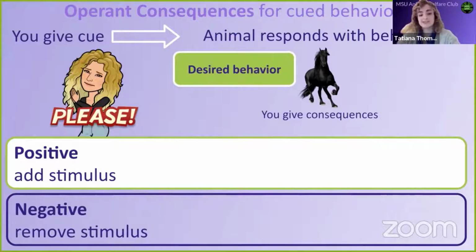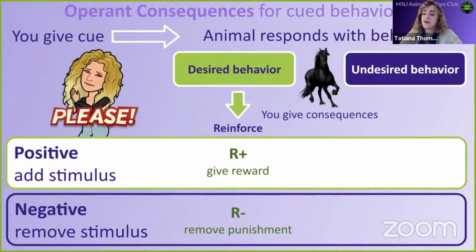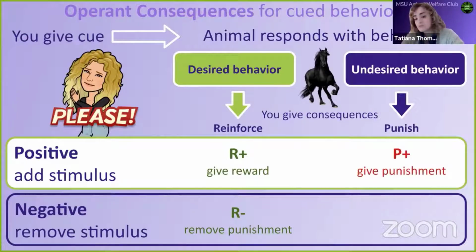If the animal displays desired behavior, you're going to reinforce it by either using positive reinforcement, R plus, and giving a reward, or using negative reinforcement, R minus, to remove a punishment. If the animal gives undesired behavior, you are going to punish it. You can either positively punish, P plus, giving a punishment, or you can negatively punish, P minus, removing a reward.